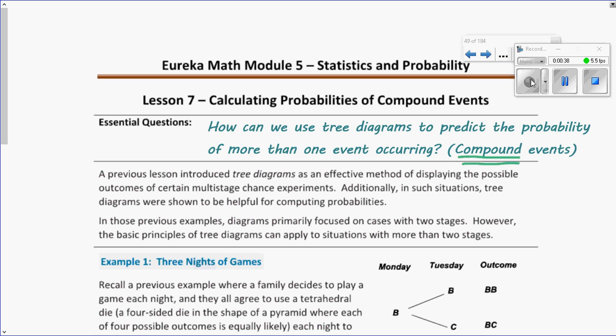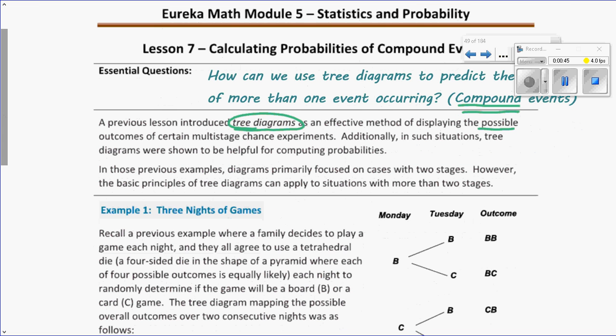In a previous lesson, tree diagrams were introduced as an effective method of displaying all the possible outcomes. And I just want to reiterate that all the possible outcomes, that's the sample space. Generally there's more than you think there are. A lot of kids think that if you flip two coins, you only have two possible outcomes. But that's for flipping one coin. If you flip two coins, there's four possible outcomes. If you flip three coins, there's 8 possible outcomes. If you flip 4 coins, there's 16 possible outcomes. It's usually more than kids think, so be careful when it comes to that.